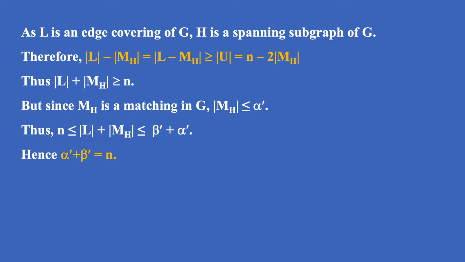Therefore, the cardinality of L minus the cardinality of M_H, which is the same as the cardinality of L minus M_H, is greater than or equal to the cardinality of U, that is equal to n minus 2 times the cardinality of M_H. Thus, we have the cardinality of L plus the cardinality of M_H greater than or equal to n. Since M_H is a matching in G, the cardinality of M_H is less than or equal to alpha dash. Thus, n is less than or equal to the cardinality of L plus the cardinality of M_H, that is less than or equal to beta dash plus alpha dash. So, hence we have alpha dash plus beta dash is equal to n.